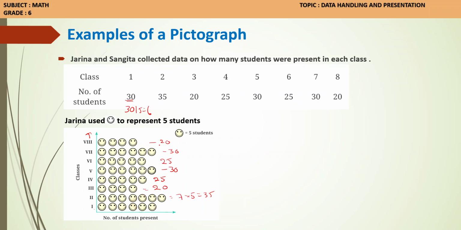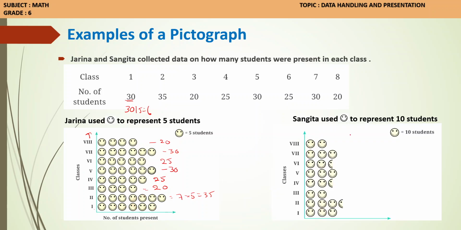Now, Sangeeta collected data. She used one smile icon to represent 10 students. So, if one smile icon is 10 students, half of the smile will be 5. So, here: class 1 30, class 2 35, class 3 20, class 4 25, class 5 30, class 6 25, class 7 30, class 8 20.